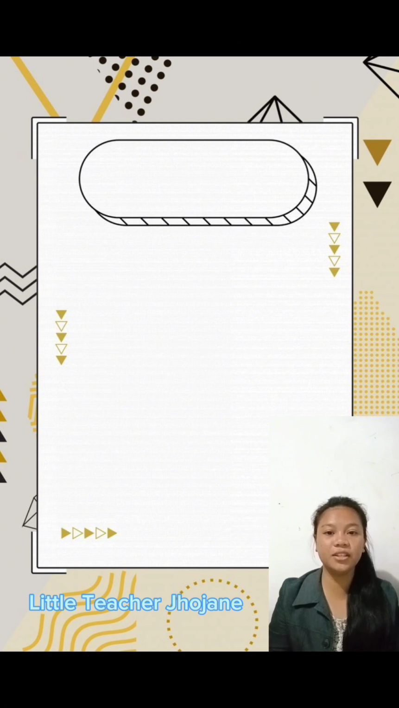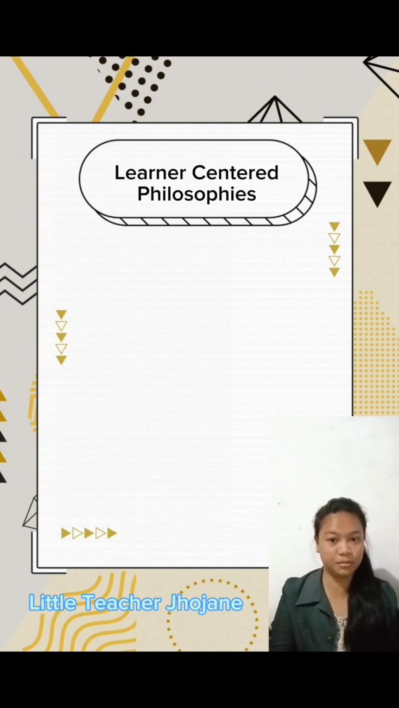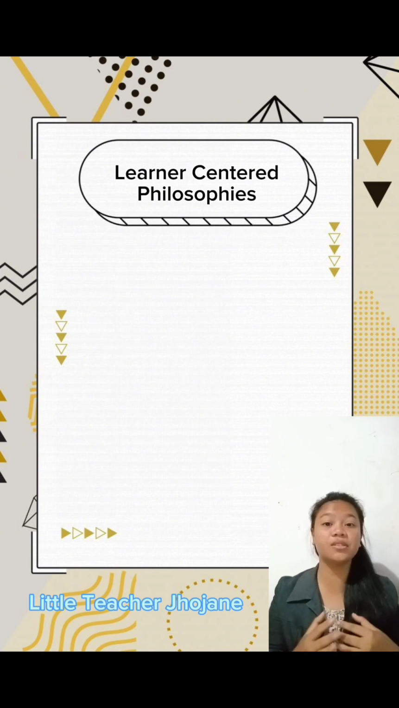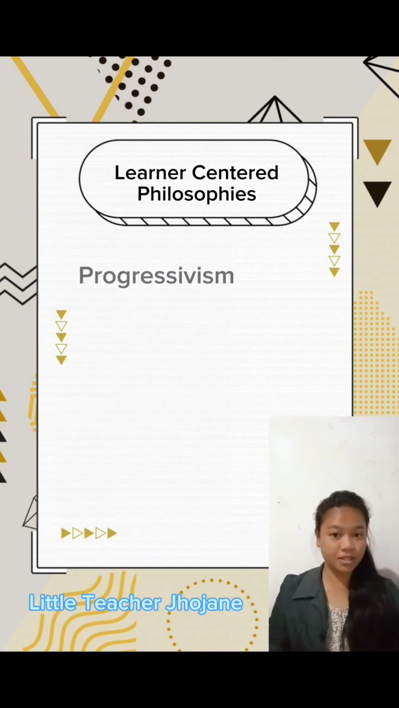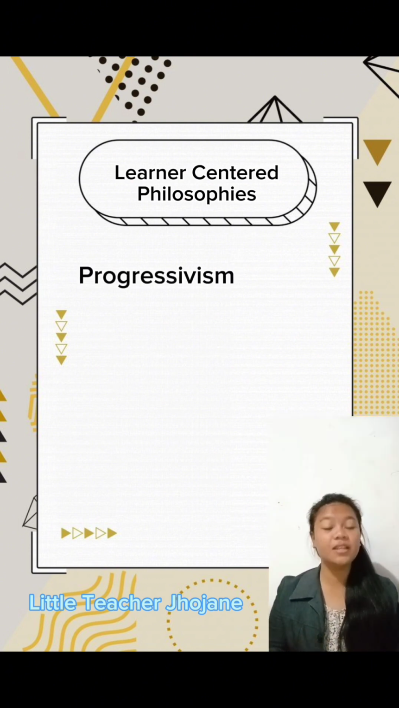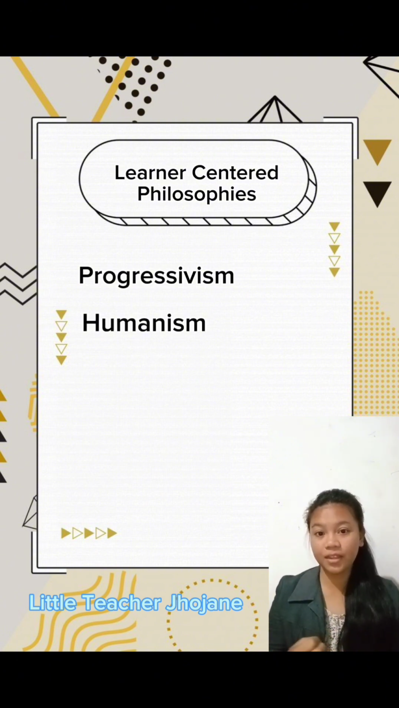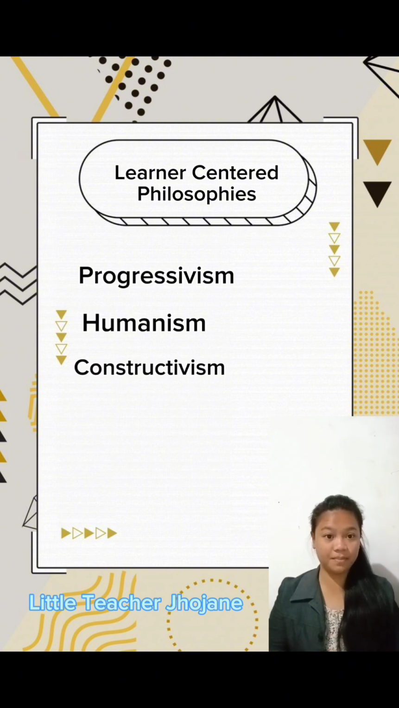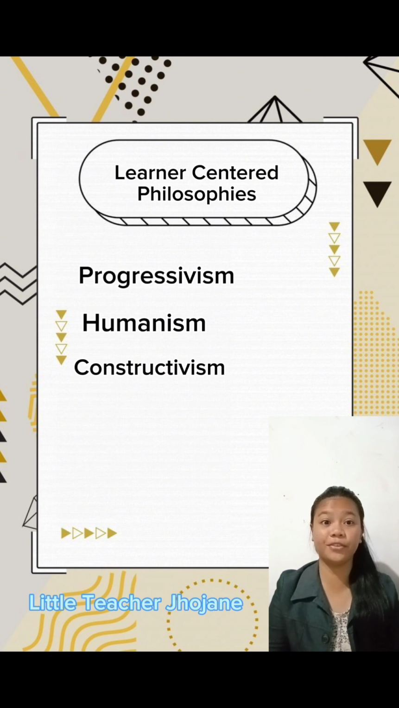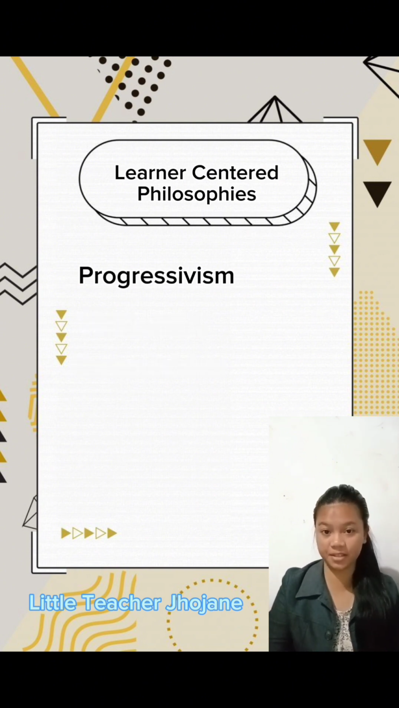Now we are done with the teacher-centered philosophies. So now let's go to the learner-centered philosophies. We have three learner-centered philosophies. First is progressivism, second, humanism, third, constructivism. Let's discuss the first one, which is progressivism.